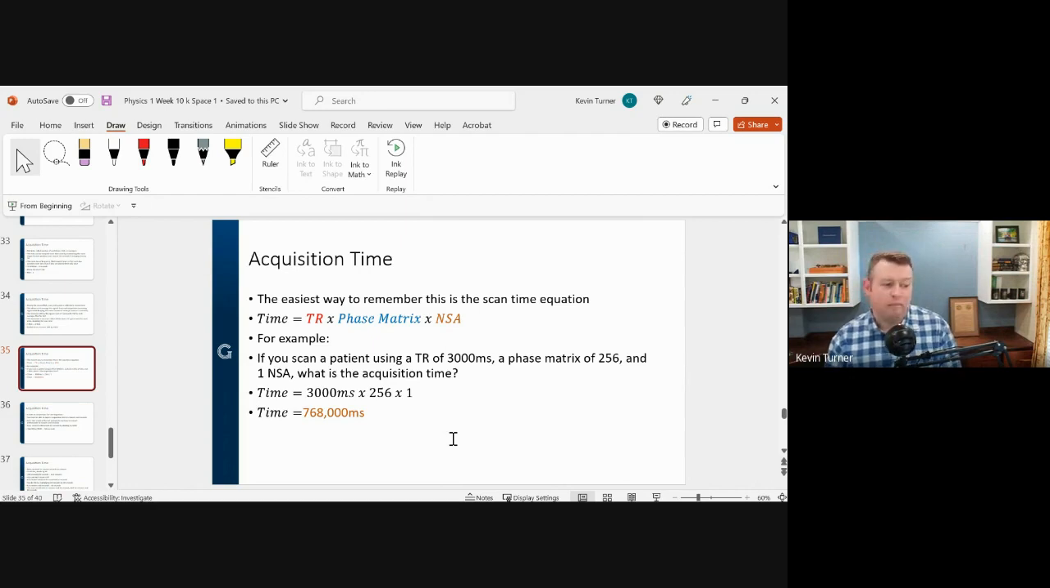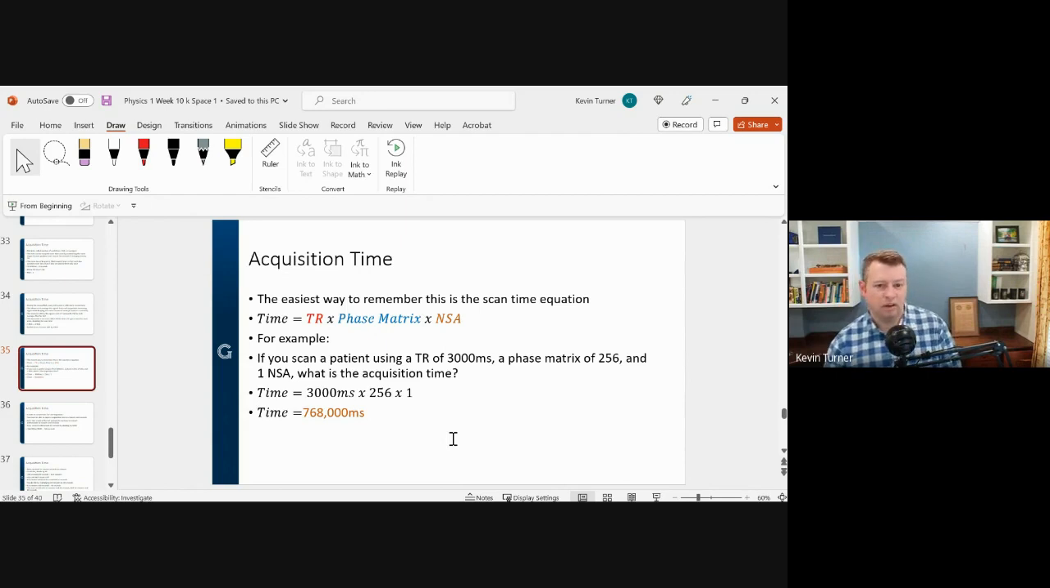So you take time, which is 3,000 milliseconds times 256 times 1, which is 768,000 milliseconds. That will not be an option for an answer on the quiz, though, because the ART is going to expect for you to convert this back into minutes and seconds. And that's where things get a little tricky.